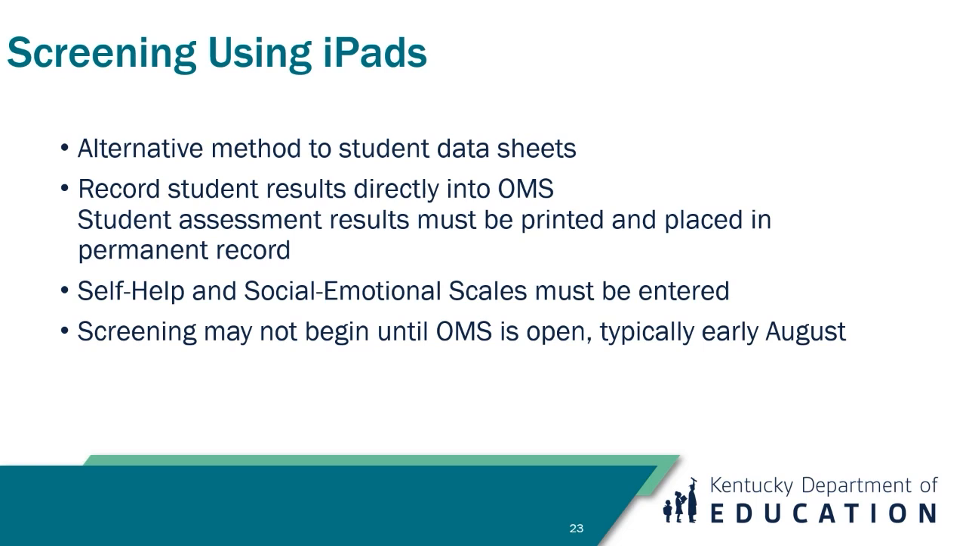The results are entered as the student is screened. If this method is used, the student results must be printed and placed in the student's permanent record. This is a vital part of the screen, and the data must be entered during the testing window. Teachers also need to be ready and trained in the paper format should the internet connection fail.